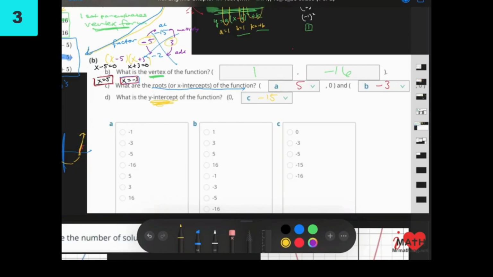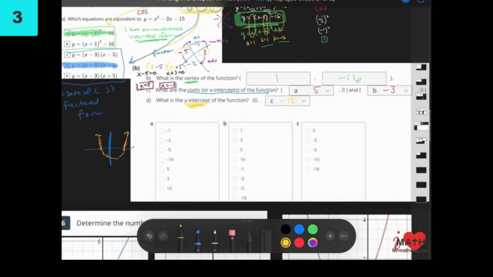So let's just make sure. Pull down option is 5 and negative 3. Okay, it would also be correct if you pick the other direction. You can also have negative 3, 5. So it has to be in those kind of pairs.